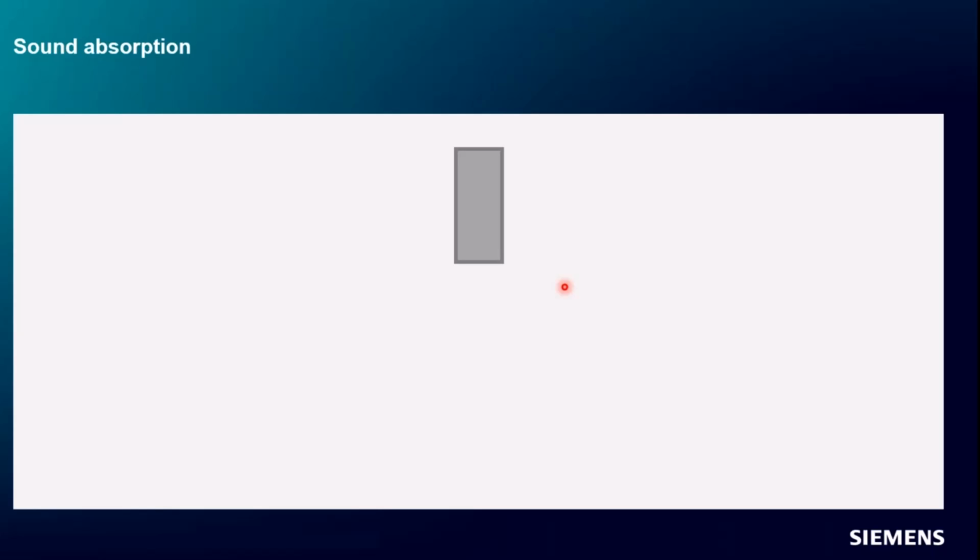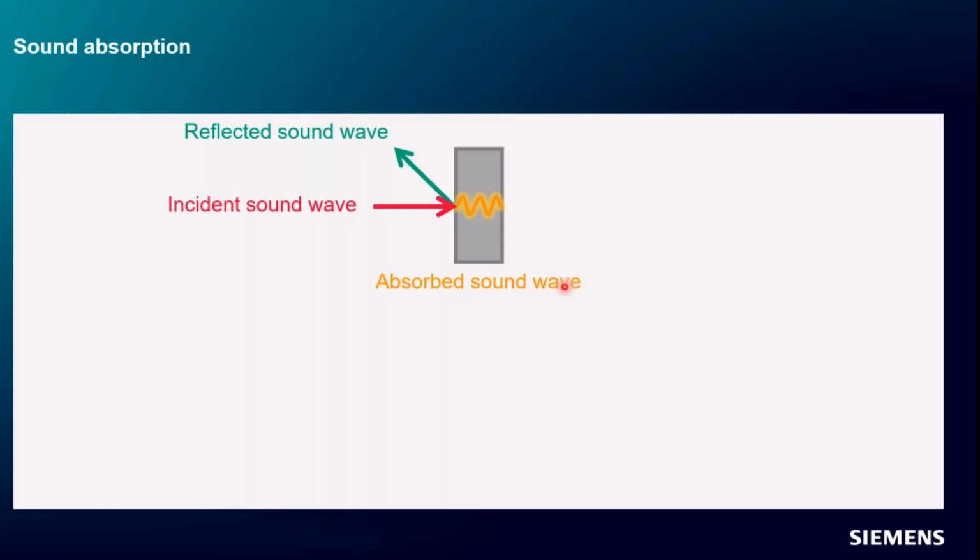So, sound absorption. Here's our sound absorbing or barrier material sample that we want to test. And let's say we hit it with some sound. Now, one of three things is going to happen, in different portions depending on the material properties of our sample. Some of that incident sound wave might bounce off and be reflected back. Some of it may be absorbed by the material inside and translated into heat. And some of it might make it through the barrier and be transmitted right on through.